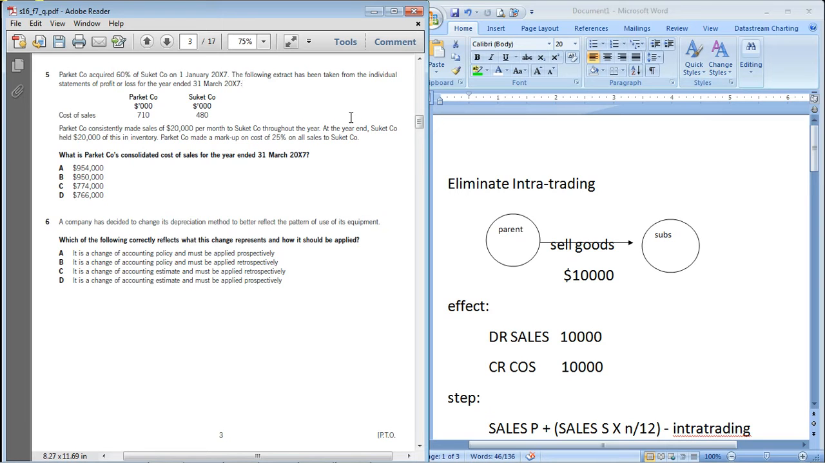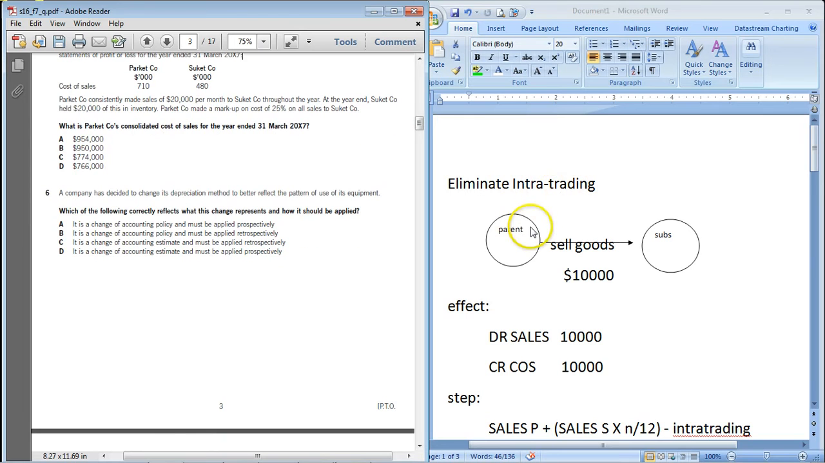Not only for section A, you can also use this video as a guideline for your section C. Right? So before I start, I will first explain what intra-trading is all about. In the rules of consolidation, when you want to do a consolidated statement of parent and subsidiaries, you have to eliminate your intra-trading and you have to eliminate your unrealized profit as well.